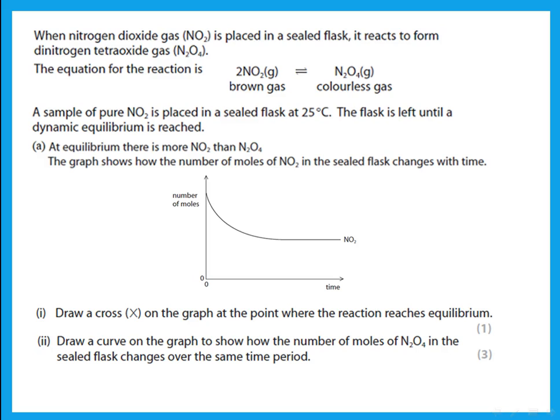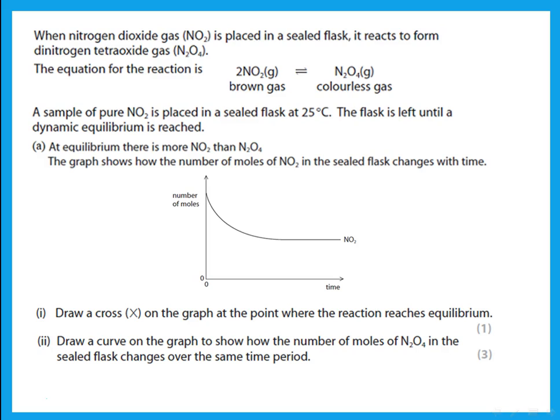This question says when nitrogen dioxide gas is placed in a sealed flask, it reacts to form dinitrogen tetroxide. A sample of pure NO2 is placed in a sealed flask at 25 degrees Celsius. The flask is left until dynamic equilibrium is reached. Then he says at equilibrium, there is more NO2 than N2O4. Are you following? At the beginning, he had only NO2. So the number of moles of the NO2 was very high. And then it started to break down to form N2O4. So the amount of NO2 started to go down until we reached equilibrium.